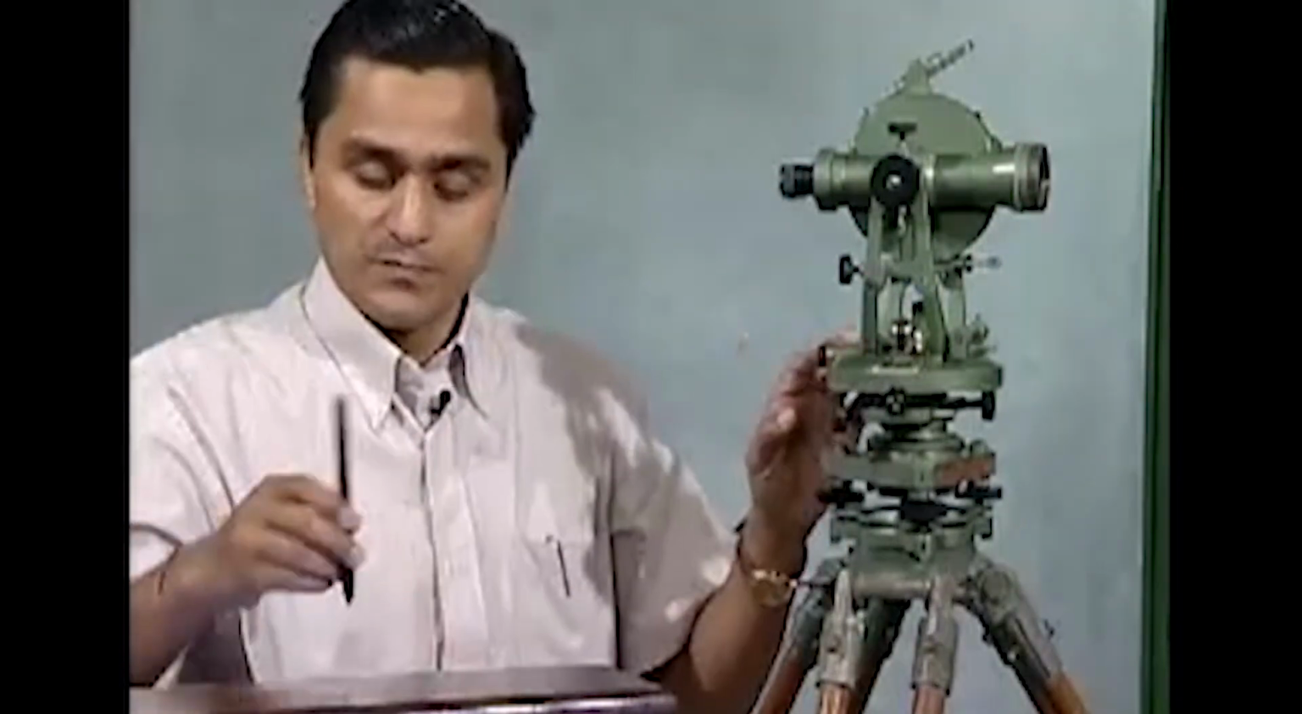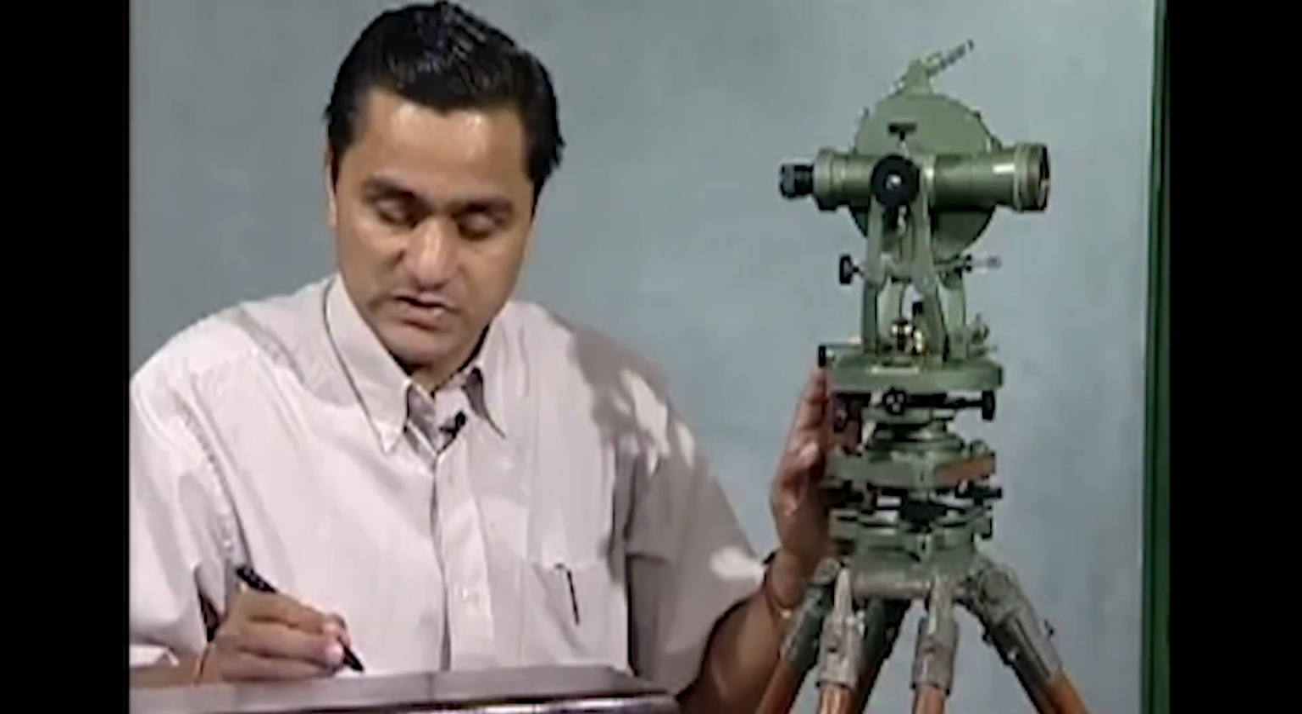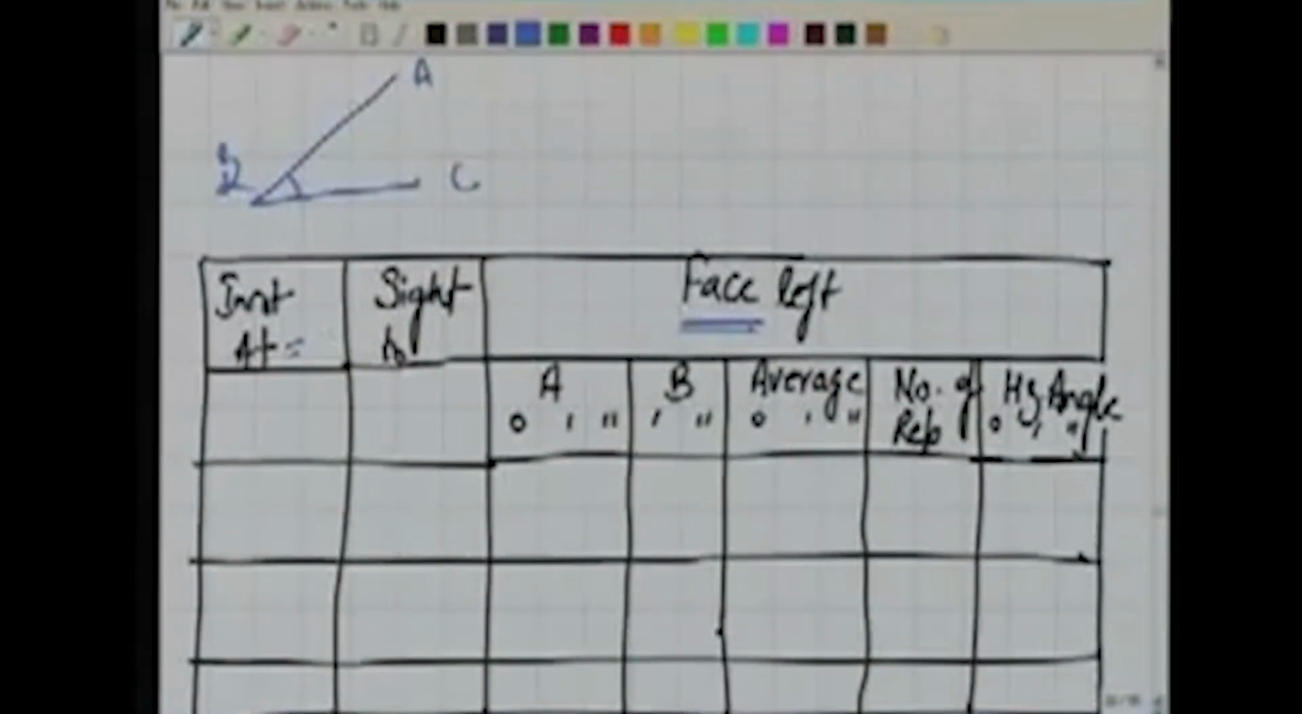So the very first thing here is instrument at B. We have sighted A, sight to A, and the readings at that point were 0, 0, 0. Here this is for vernier A and this is for vernier B.